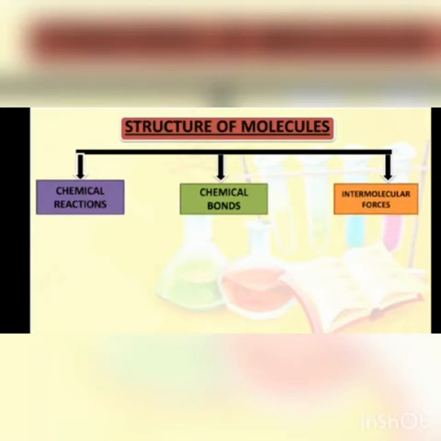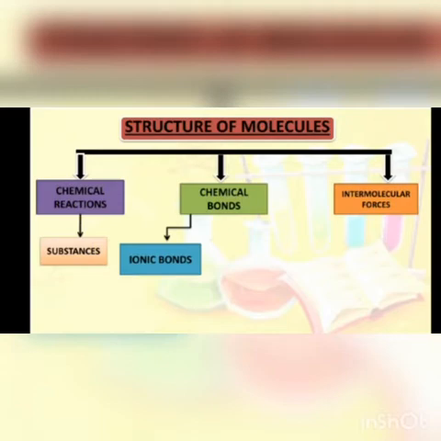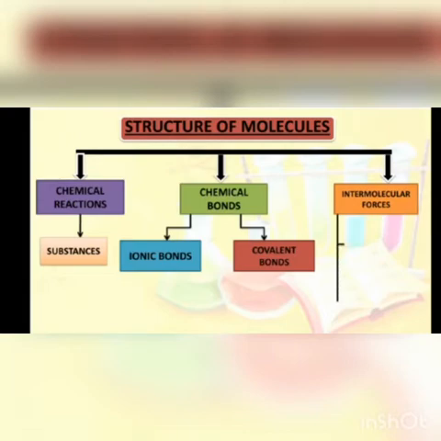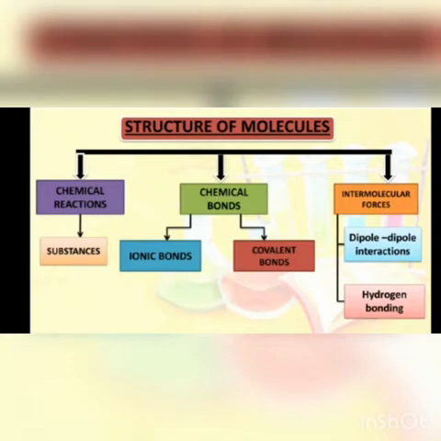Whenever we study the chemical reactions, we will study how substances are formed. In chemical bonds, we will cover two main types of chemical bond, that is ionic bonds and covalent bonds. In intermolecular forces, we will study the dipole-dipole interactions and hydrogen bonding. This is the main concept of this chapter, that we have to cover three main topics: chemical reactions, then why do atoms react to form the substances, then move towards the chemical bonds and its definitions and its types, and at last we will study the intermolecular forces and its two important types.